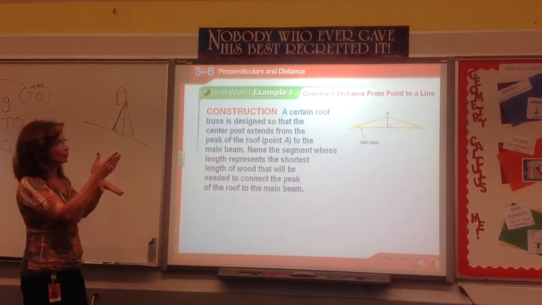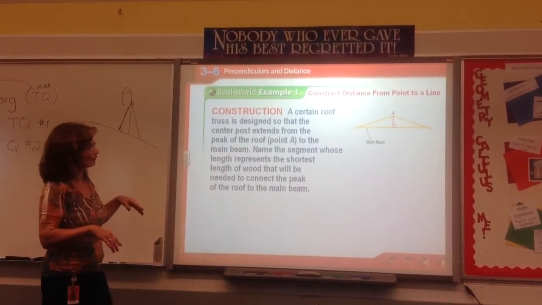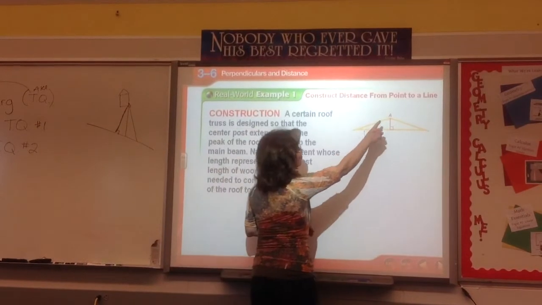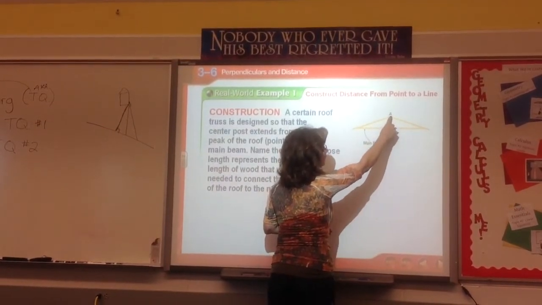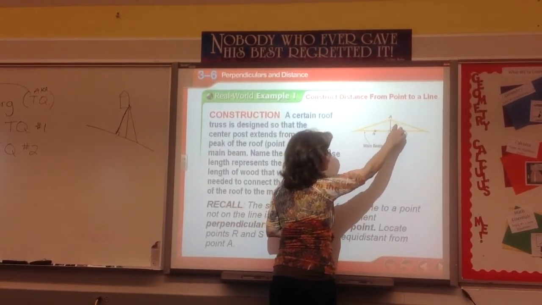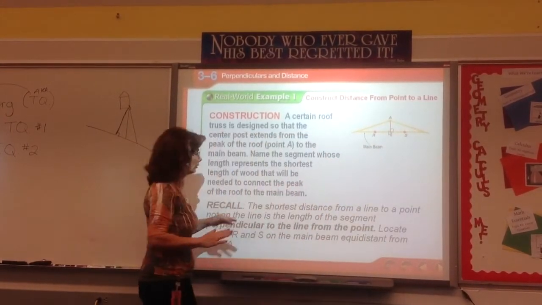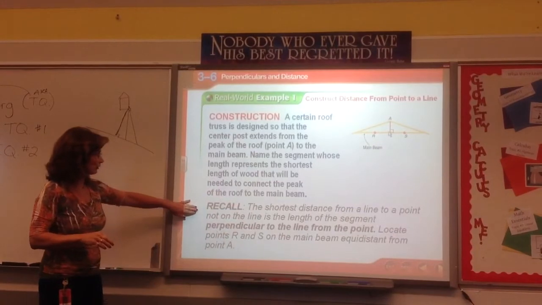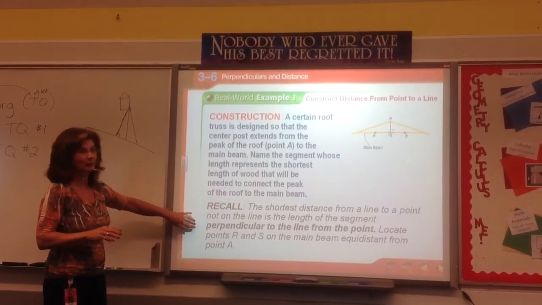When you look at a roof truss, you'll see that we want to put a support from this point to the line. If you want to put a support, the shortest distance is to go straight down, perpendicular. You aren't going to go over here or over to the side. So the shortest distance is perpendicular to the line from the point.